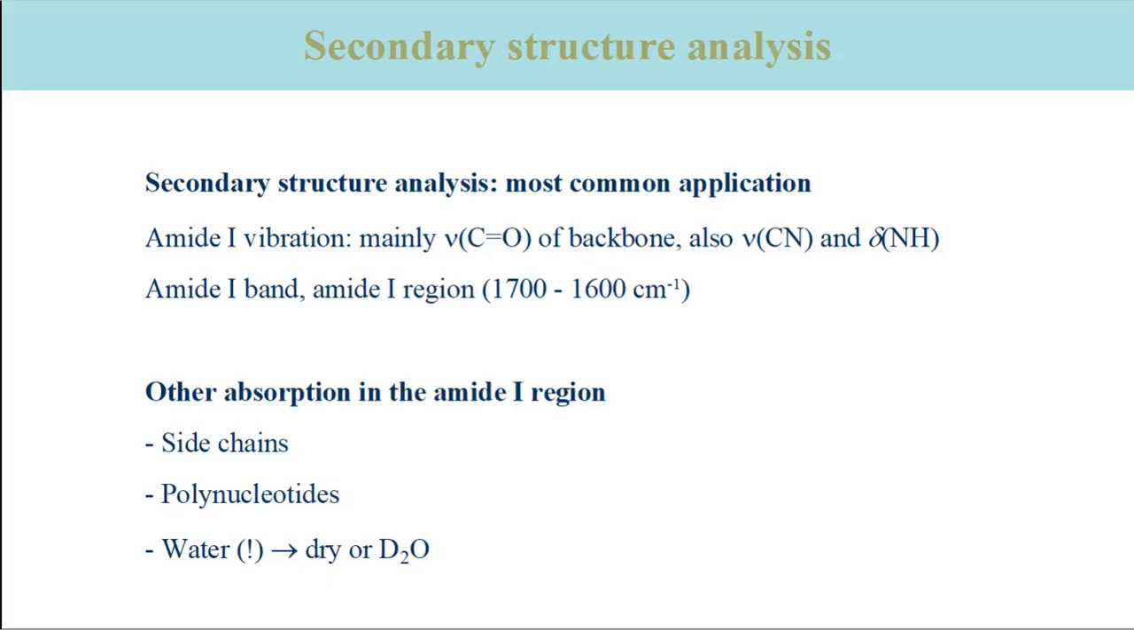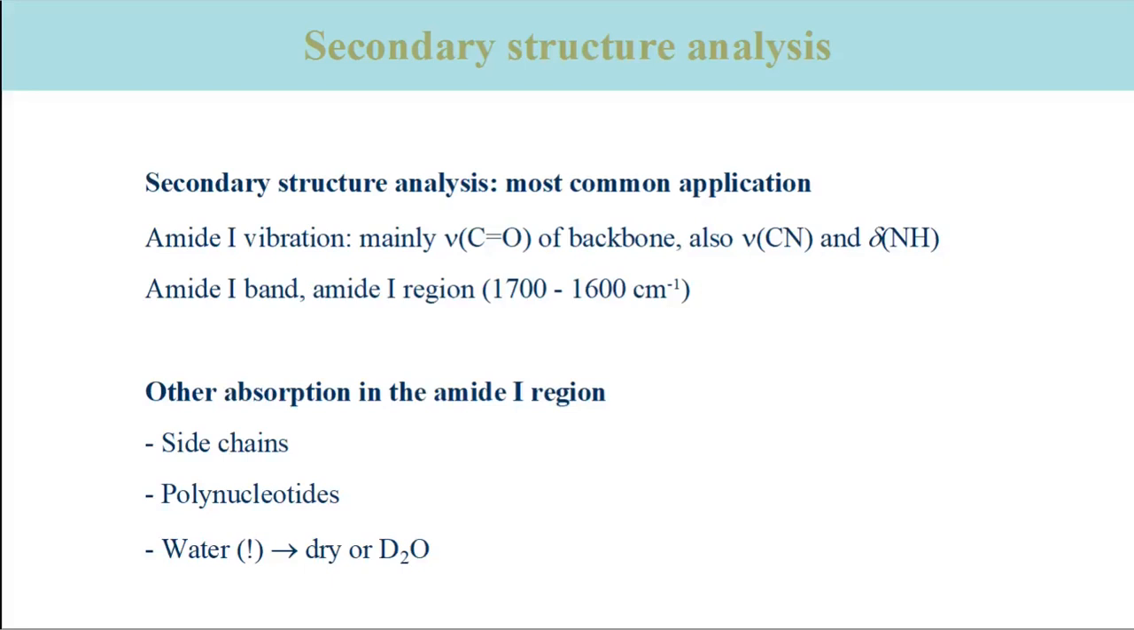The absorption of the amide-1 vibration generates an absorption band in the absorbance spectrum of protein, which is called the amide-1 band. It is located in the spectral region from 1700 reciprocal centimeters to 1600 reciprocal centimeters, which is also called the amide-1 region. But this does not mean that only the amide-1 vibrations absorb in this spectral region. Side chains and polynucleotides, for example, absorb also in the amide-1 range. Nevertheless, in typical spectra of biological cells or tissue, most of the absorption in the amide-1 region stems from the amide-1 vibrations.